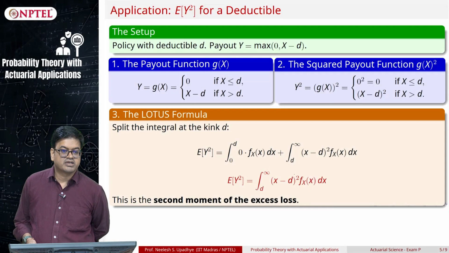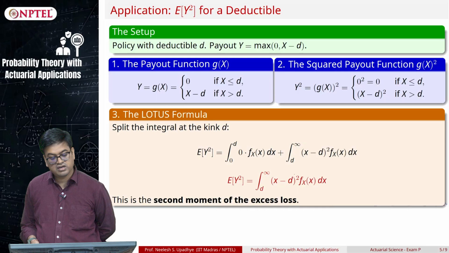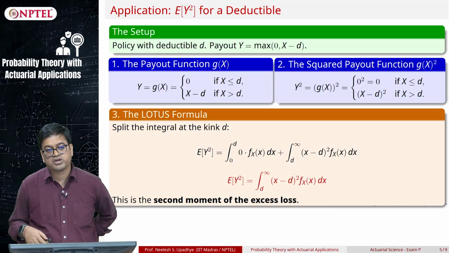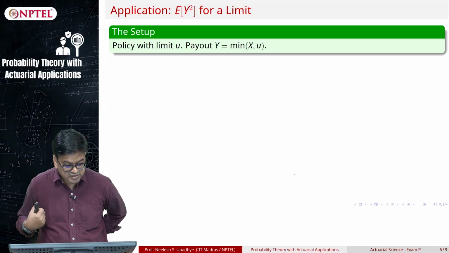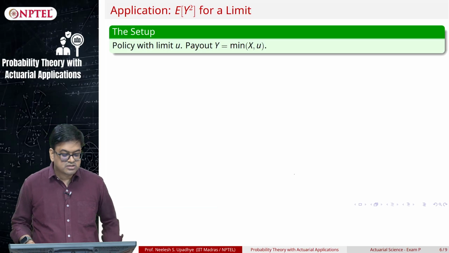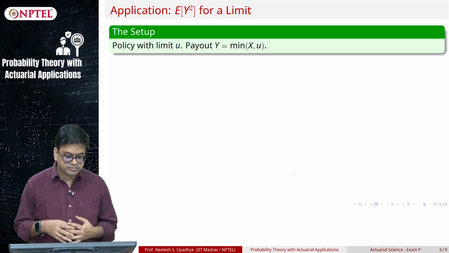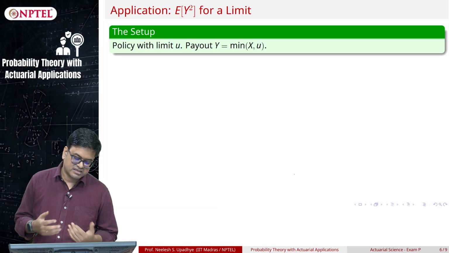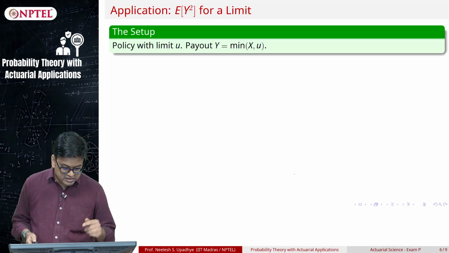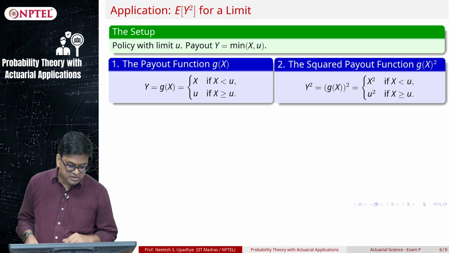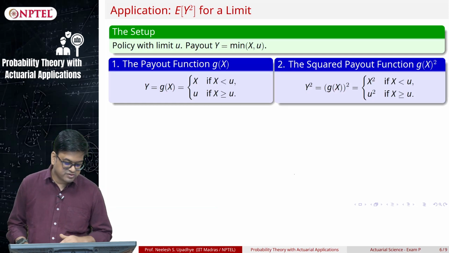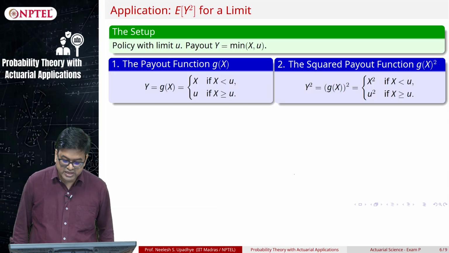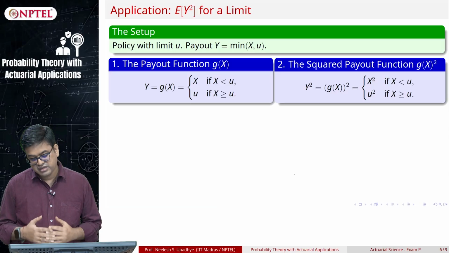Okay. So, that is expected value of Y squared when the policy was a deductible. What if you look at the policy from the framework of policy limits? So, expected value of Y squared for a limit policy. So, your policy limit is say u, then your payout is minimum of x comma u. Then naturally you will look at the payout function as a step function, which will be x if x is less than u, and u if x is greater than or equal to u. Now, when you look at Y squared, this becomes x squared and u squared.